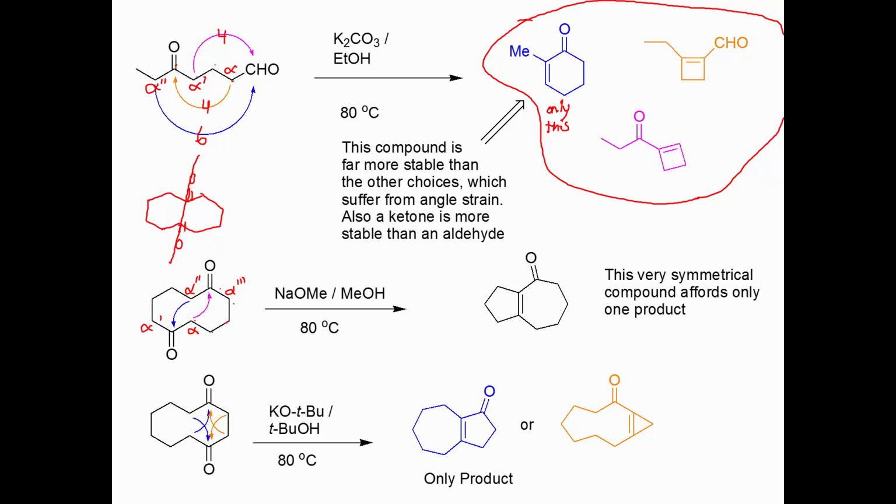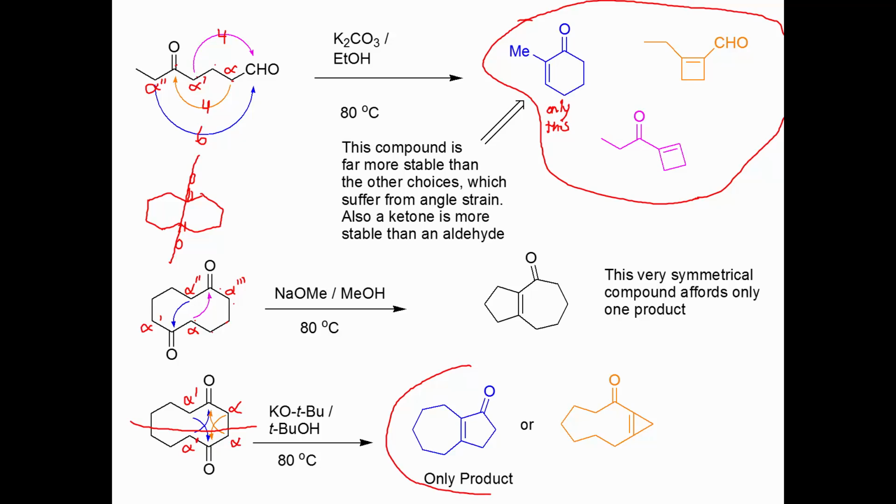This last one is also symmetrical, but here's the plane of symmetry. So those two alpha positions are equal, and these two here are equal. All right, so the two aldol products that we can form here are a 5-membered ring fused to a 7-membered ring, or a 3-membered ring fused to a 9-membered ring.